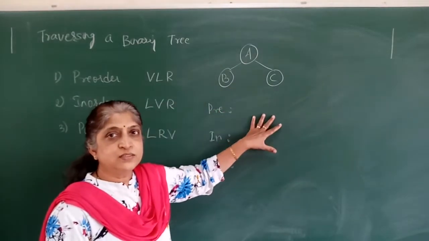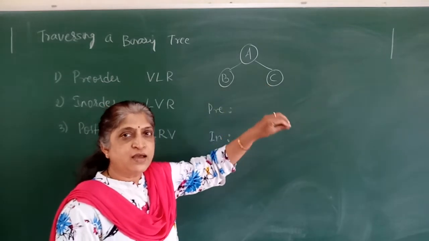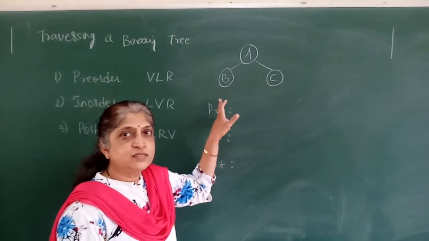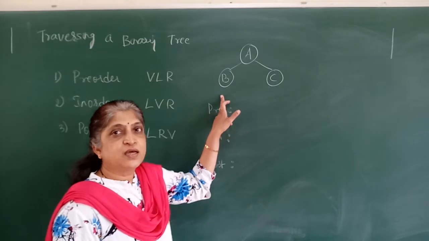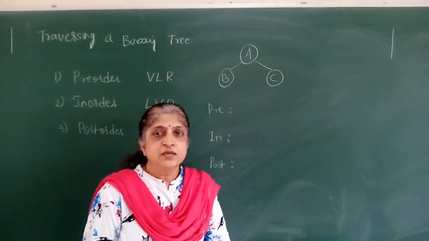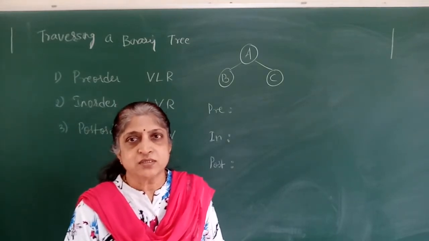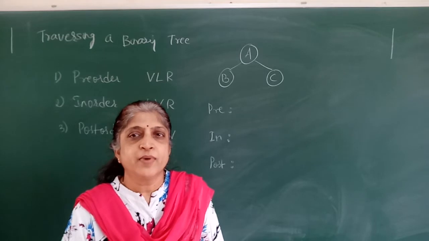So this is a very simple binary tree wherein I have one root node in which I have the data A, and it has a left subtree with the data B and a right subtree with the data C. A tree is a non-linear data structure. We want to process the nodes in the binary tree.